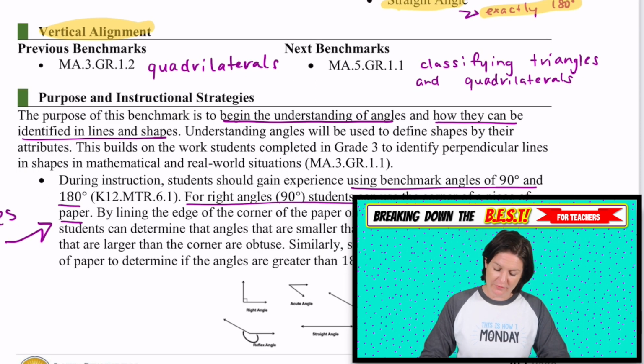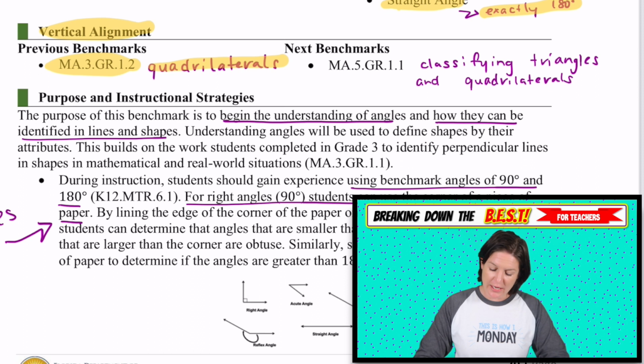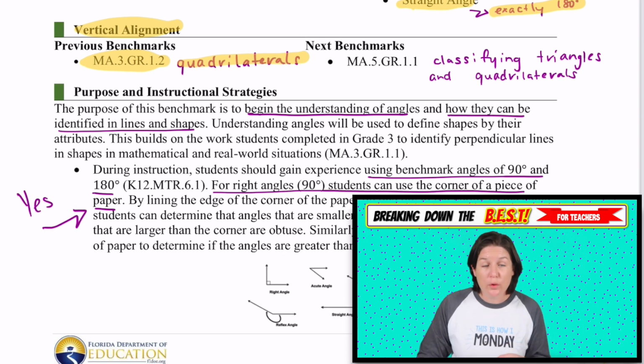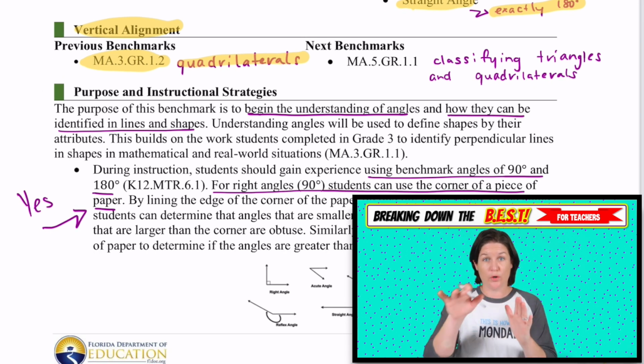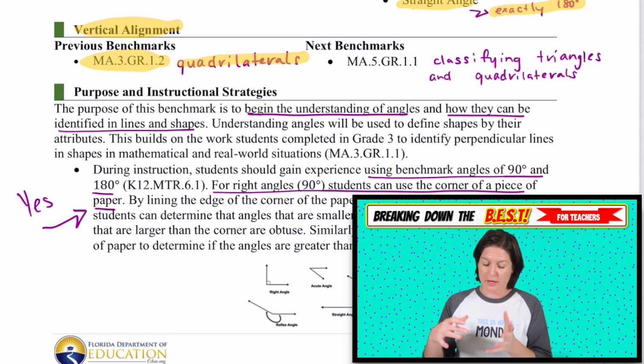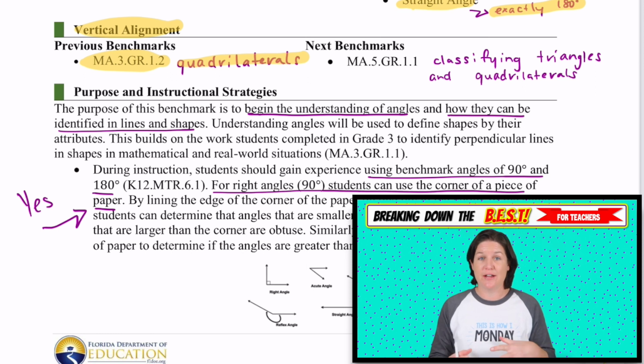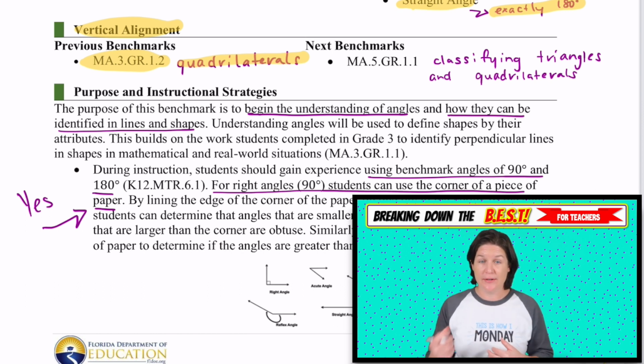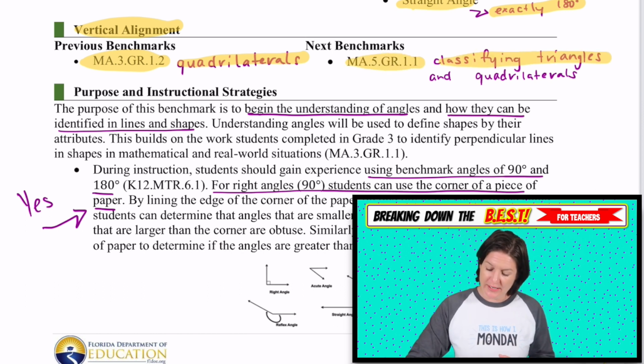Now, where are they coming from? In 3rd grade, we learned a lot about quadrilaterals. We talked about the types of lines that they have, parallel lines, perpendicular lines. We determined square corners and right angles using square corners of pieces of paper. So they are coming up from that, but we are just taking it up even more and identifying, okay, if it's not right, what is it? Is it acute? Is it obtuse? Is it reflex? Is it straight? And then in 5th grade, we will be classifying triangles and quadrilaterals even further.